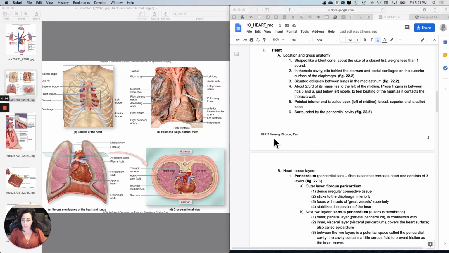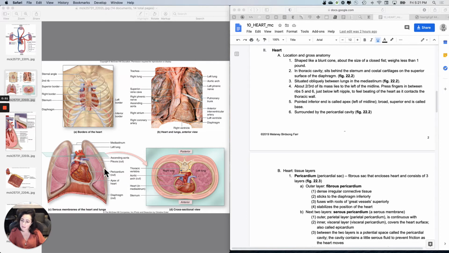It is shaped like a blunt cone. They always say it's about the size of a closed fist, but not my fist, like a big guy fist, it would be about that size. It weighs less than a pound, generally speaking. It is, of course, in the thoracic cavity. Here's your diaphragm. Everything above here is the thoracic cavity. And it sits behind the sternum and the costal cartilages. And it's actually sitting on the superior surface of the diaphragm.